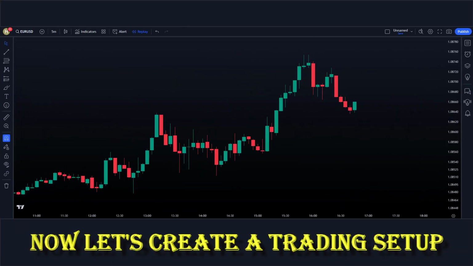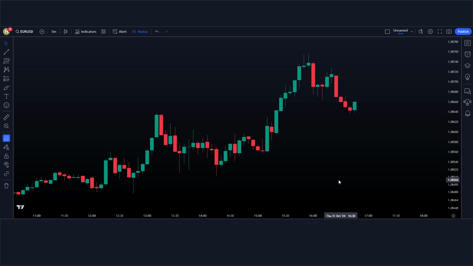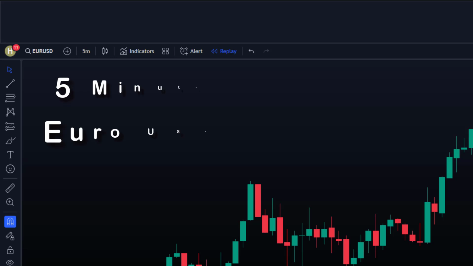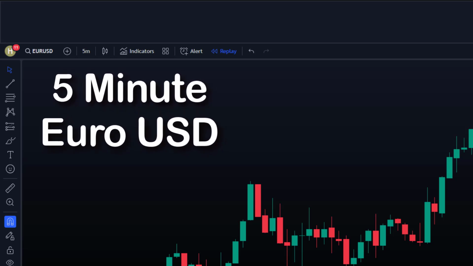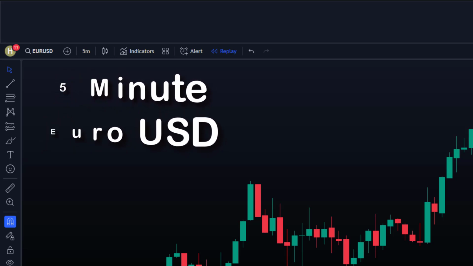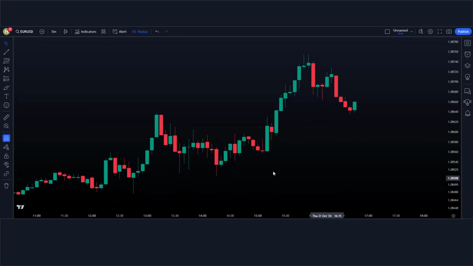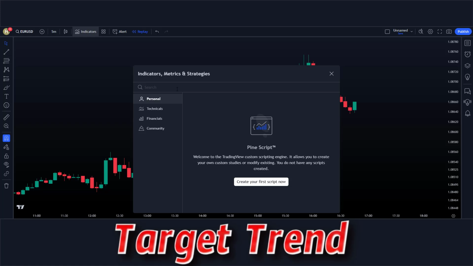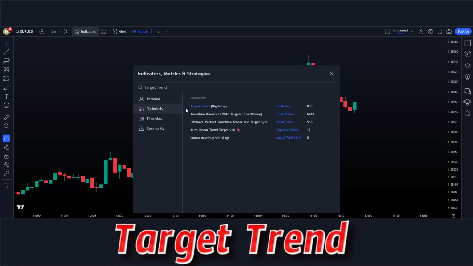Now let's create a trading setup. So first you want to open a clean chart in TradingView. We are going to test this strategy on the 5-minute time frame in the EUR/USD chart. Now let's add the indicator to the chart. First indicator name is target trend.